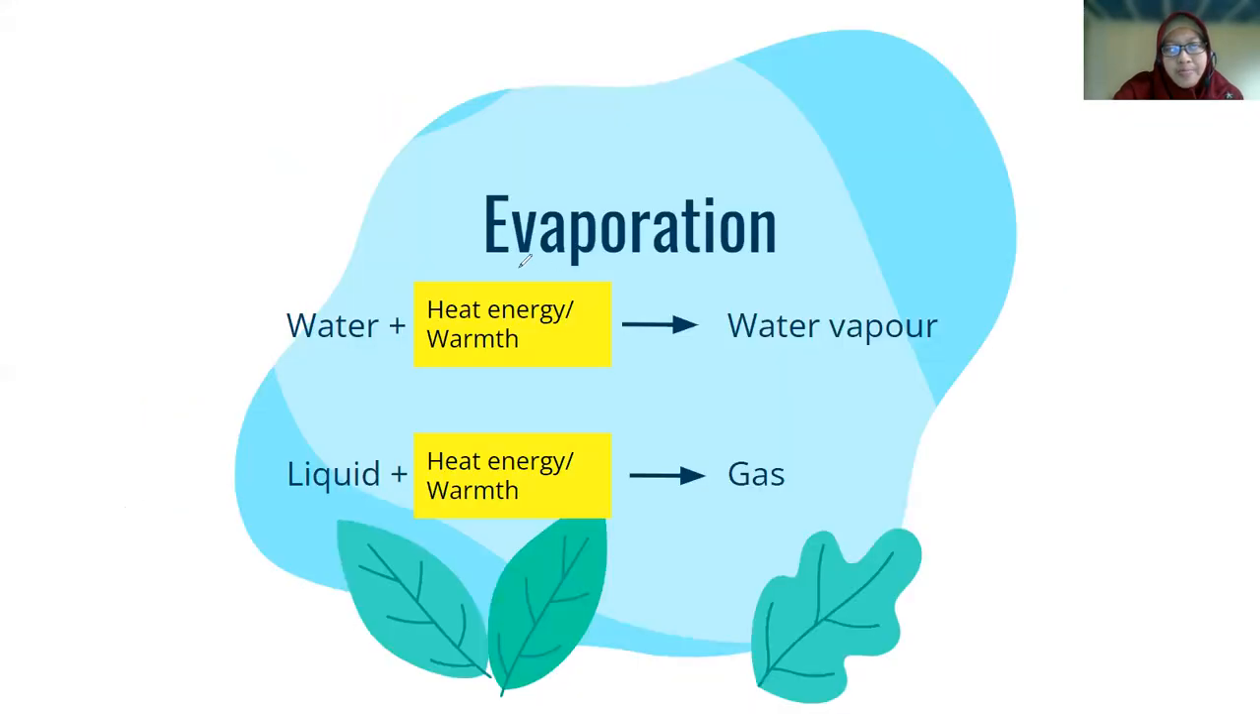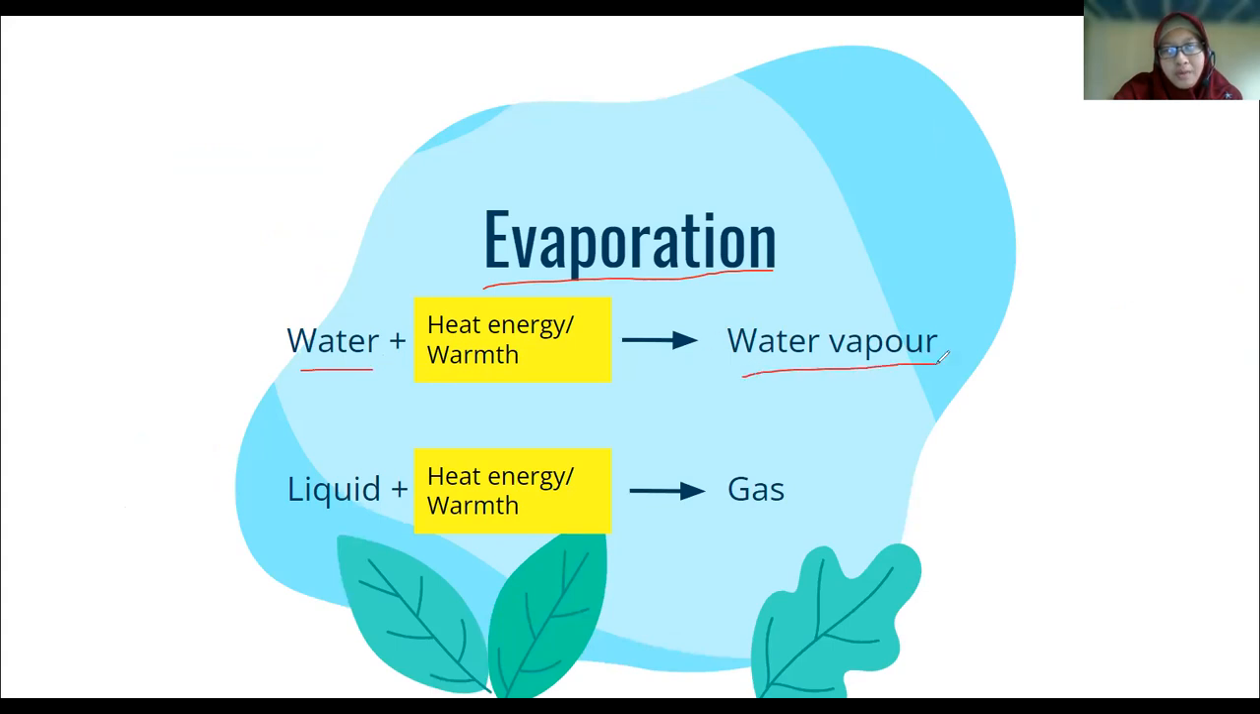Okay, simply, evaporation is about the water which turns into water vapor because it is exposed to heat. Or in a pattern, we write like this: the water plus heat or energy or warmth, it becomes water vapor. Or the liquid, when it is exposed to heat, energy, or warmth, becomes gas.